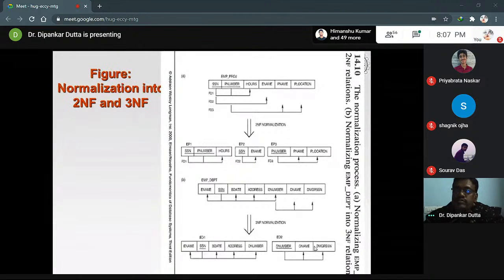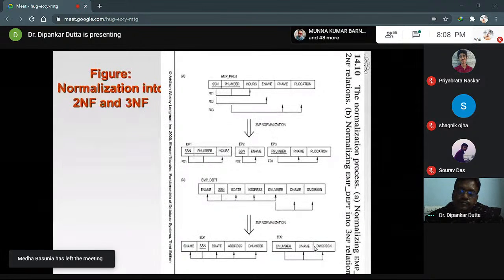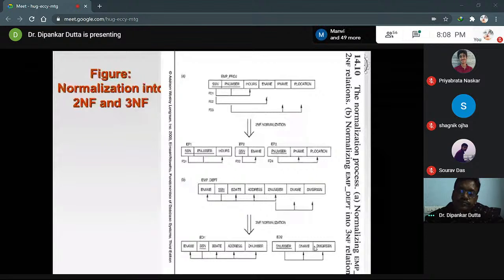Again, I am repeating. First normal form means every cell must have an atomic value. Second normal form means every non-prime attribute must be fully functionally dependent on the primary key. Then third normal form means in a table there will be no transitive dependency. You have to remember these three things. Okay, it is the same type of example, so you can skip that.